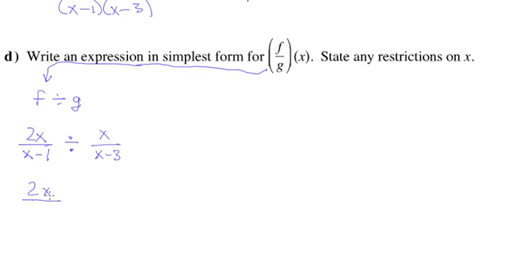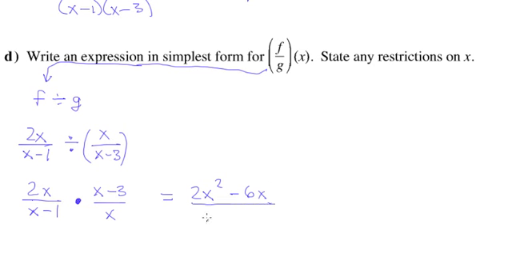You remember when you're told to divide fractions like this, you don't. Instead, you multiply, and you flip the second fraction over. So you get x minus 3 over x. So when we expand that, 2x times x is 2x squared. 2x times negative 3 is negative 6x. And then we get x times x, and we get x times negative 1.